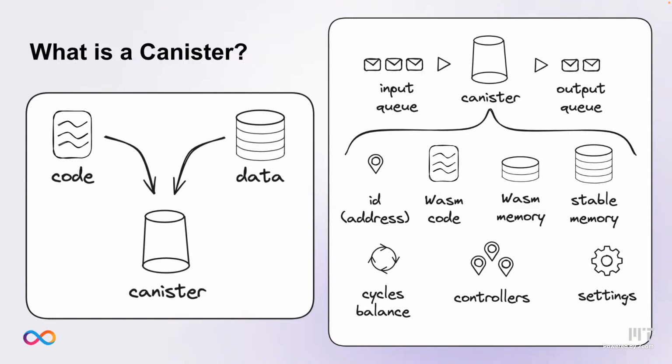So what is a canister? I've got two cute little diagrams here to illustrate what a canister is. The one on the left is a simpler breakdown of it. A canister is just code and data associated with that code. But if you want to get a little bit more detailed in the stack, a canister is going to have both an input queue of transactions that are coming to it and an output queue of transactions that it's replying to. It's also going to have WASM memory, stable memory, WASM code, a balance of cycles that it can use to pay for its resources, its own bit of settings, controllers, etc.